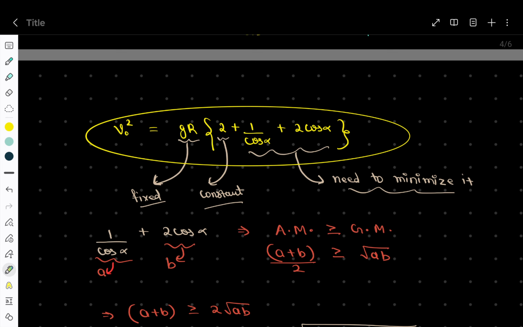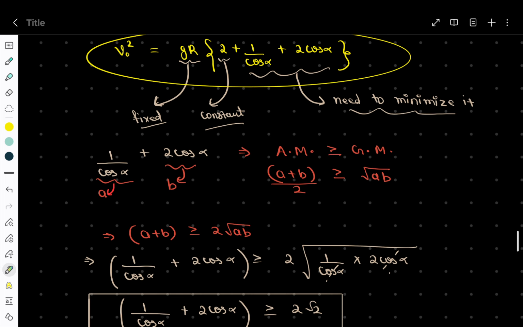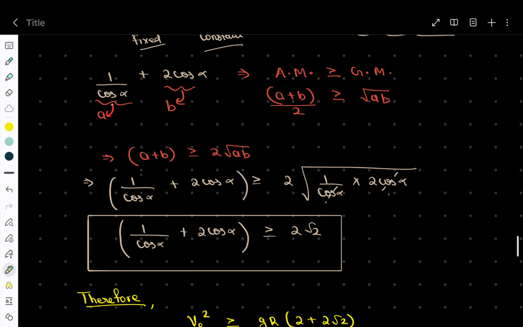Okay. So now if you want to minimize this term, you can also use differentiation, the conventional maxima minima way. But what I have used is, we know that arithmetic mean is greater than or equal to geometric mean. So I am using this funda to find this out. Taking 1 by cos alpha as a and 2 cos alpha as b, I can say that the arithmetic mean (a plus b) by 2 must be greater than or equal to the geometric mean, that is root under ab. So putting the value of a, which is 1 by cos alpha, and b, which is 2 cos alpha, a plus b is greater than or equal to twice root under ab.